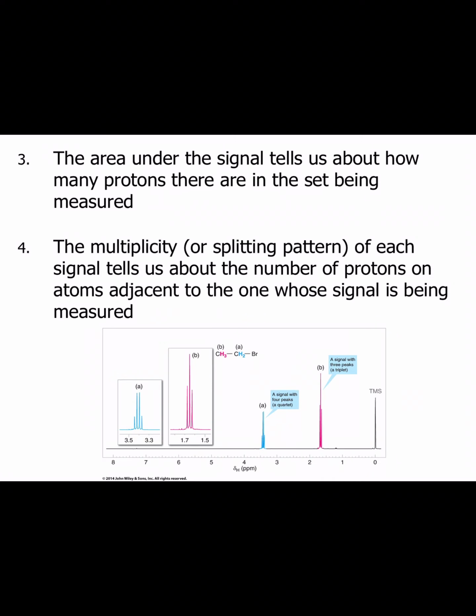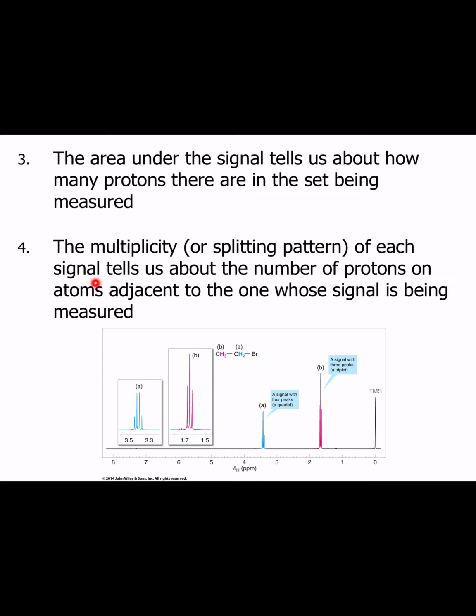And then the area under the signal. Area under the signal basically you can also consider as the height of the peaks. It tells us how many protons there are in the set being measured. So B has 3 protons and A has 2 protons. 3 is bigger than 2, so you can see B peaks are higher compared to A. That is the area under the signal. So the height gives an approximation of which one has more hydrogens in that signal.